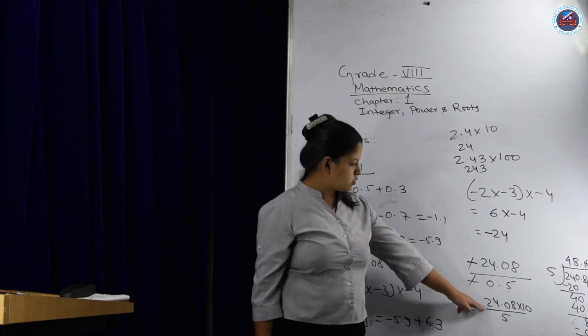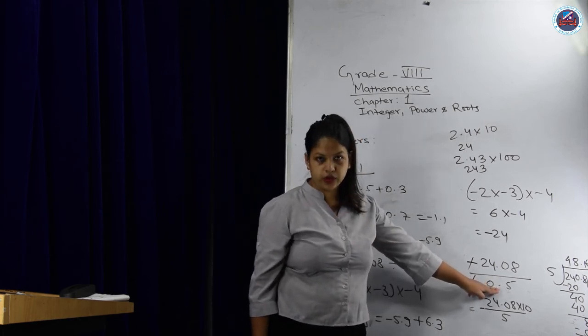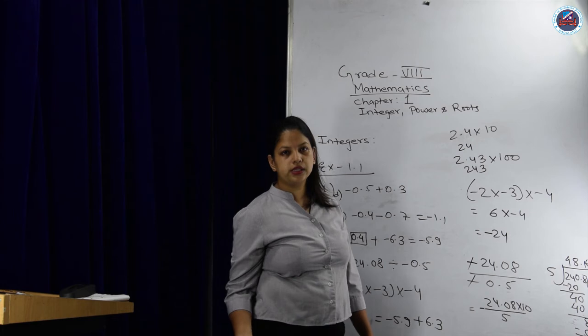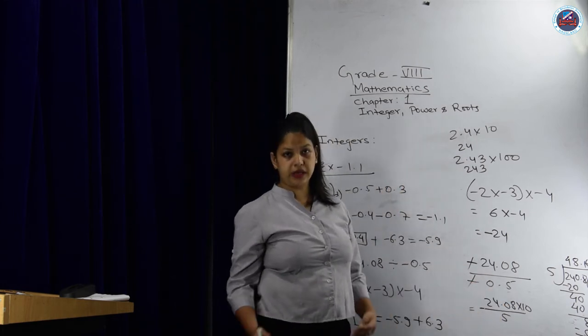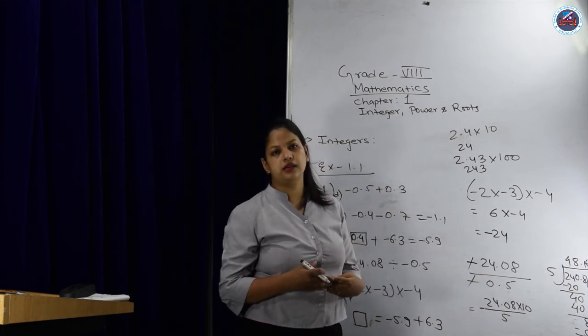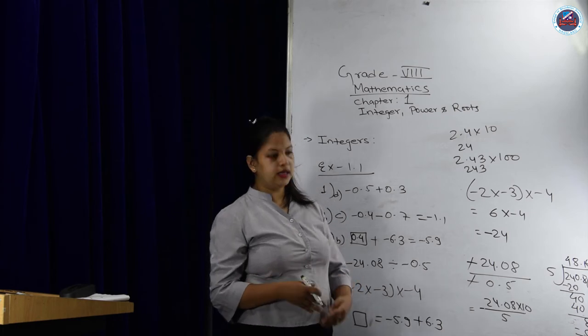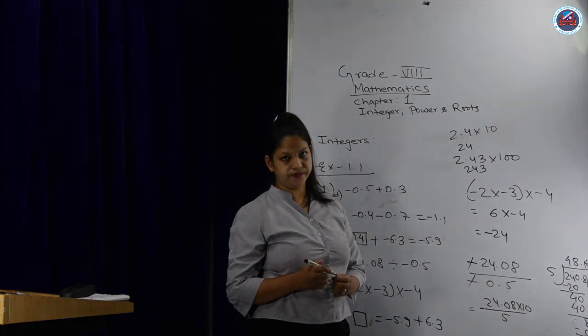So remember this rule, when there is a point in the denominator, you can erase the point. By that you can multiply on the top with 10, 100, 1000, depending on how many digits are there after the point in the denominator, and you can follow the calculations.